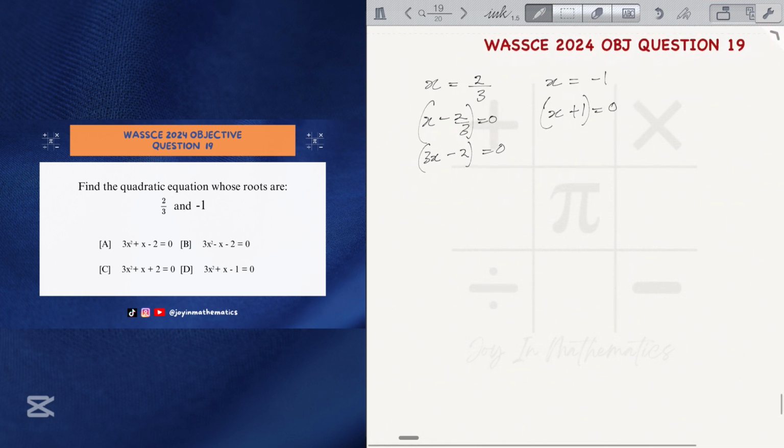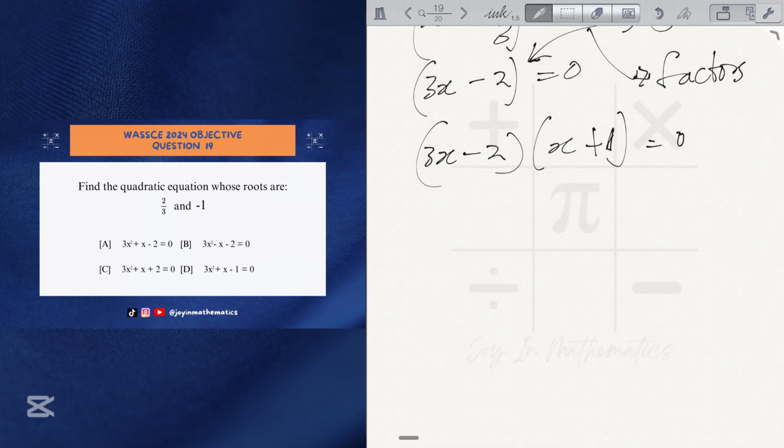So now we have these two factors. We have 3x minus 2 and x plus 1. Let's call these ones factors. So therefore the quadratic equation will be multiplying the factors together. That's 3x minus 2 multiplied by x plus 1 still equals 0. So with this we can open the brackets, 3x minus 2 and x plus 1 equals 0.